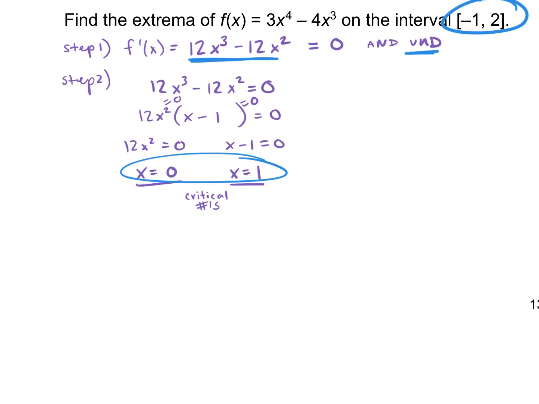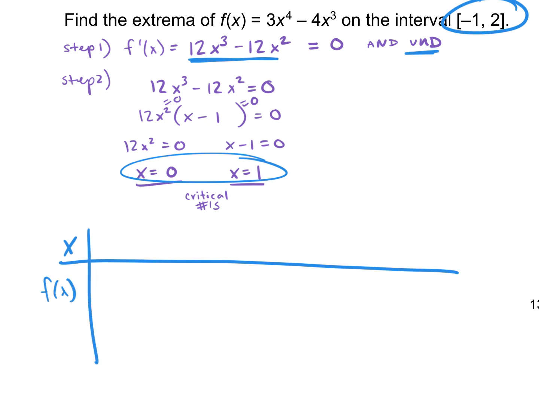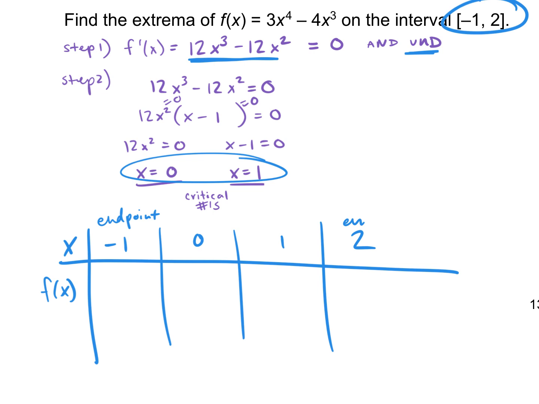So I'm going to make a chart. I'm going to put my x values on top and then my y values on the bottom. So our x values, I'm just going to list them in order from smallest to largest, but you can put them in whatever order you want. So -1, 0, 1, and 2. Where -1 and 2 are our endpoints. Zero and 1 were our critical numbers.